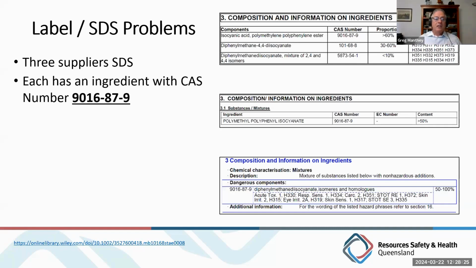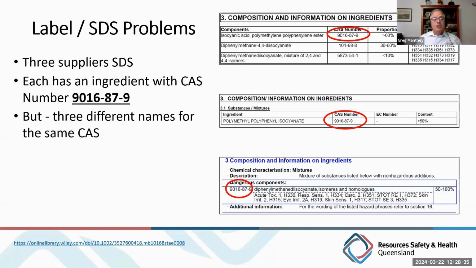And you'll notice here that each has an ingredient listed with a similar CAS number. That CAS number is for polymeric MDI. But you'll notice that each of the SDS has a very different name for that CAS number. Well, not very different, but different enough to look like a different substance.